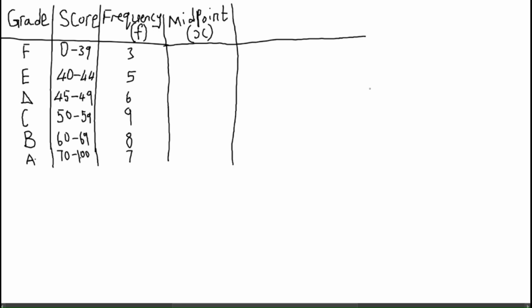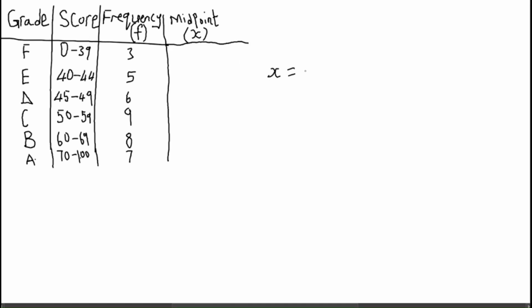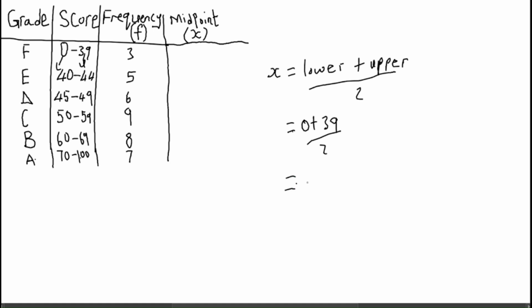So let's take this one step at a time. Let's calculate the midpoint values first. To calculate the midpoint, take the sum of the lower limit and the upper limit divided by 2. So in this interval, 0 is the lower limit, 39 is the upper limit. So the midpoint will be 0 plus 39 divided by 2. 0 plus 39 is 39, divided by 2 will be 19.5. So the midpoint in this interval is 19.5.